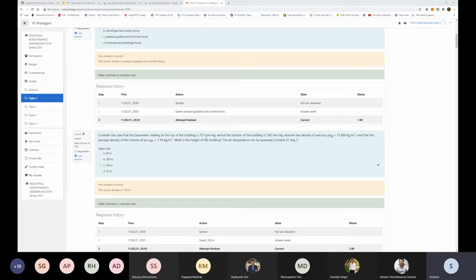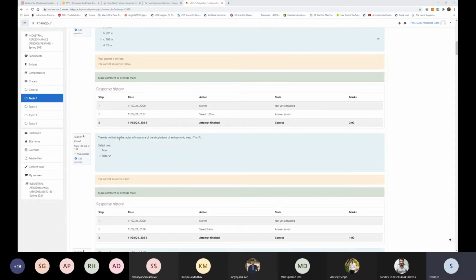Okay, so I think this is based on the hydrostatic equation. You can very well simplify and try to find out the height of the building, H. It's a pretty straightforward question. So the answer will be 100.